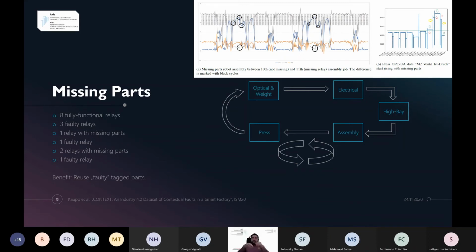So this can be seen if the robot grabs air. A spike can be seen in the acceleration values on the upper left and in the OPC UA data on the upper right of the press, where you can see an increase in pressure after each time the press presses air. If we are able to detect this use case, we can reuse the faulty parts in other relays, and therefore we can minimize the waste and environmental impact of the production.